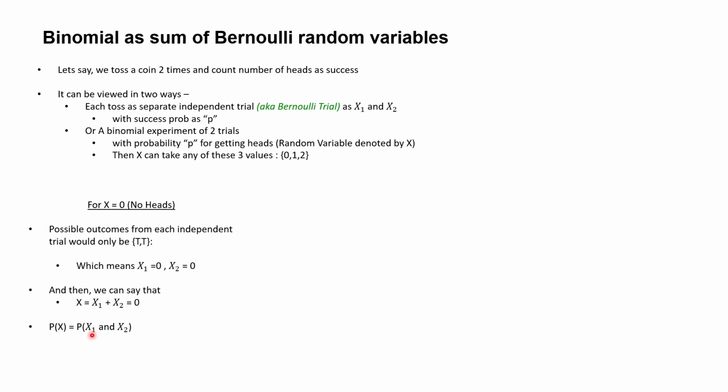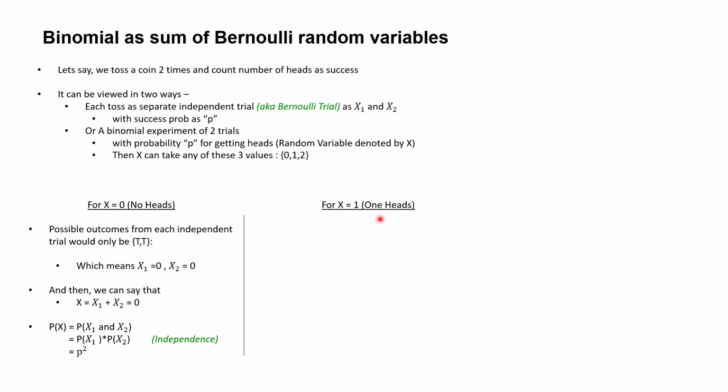It means the probability of x would be equal to the joint probability of x1 and x2. What would be the joint probability of x1 and x2? Since these are independent trials, we can use the independence condition and break it down, and it will be p square. So for x equal to 0, our probability would be p square. Let's derive it for x equal to 1, right?